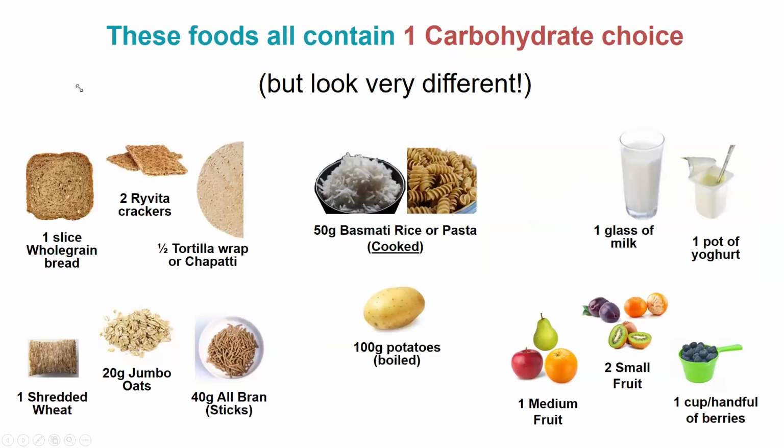So you might be wondering, what does 1 carbohydrate choice look like? So 1 carbohydrate choice could be 1 slice of whole grain bread, or 2 Velveeta crackers, or half a tortilla wrap, or half a chapati, or 50 grams of cooked basmati rice, or 50 grams of cooked pasta, or 1 glass of milk, or 1 pot of yogurt, or 1 shredded wheat, or 20 grams of jumbo oats, 40 grams of all bran sticks, 100 grams of potatoes boiled, 1 medium fruit, or 2 small fruits, or 1 cup or handful of berries. So each image on the screen here represents 1 carbohydrate choice.